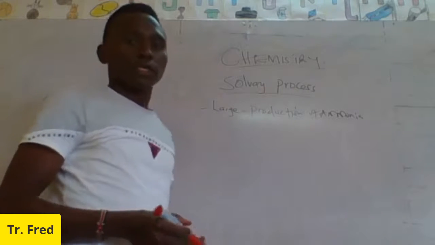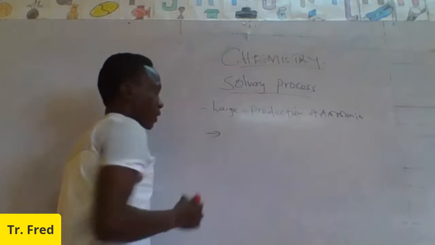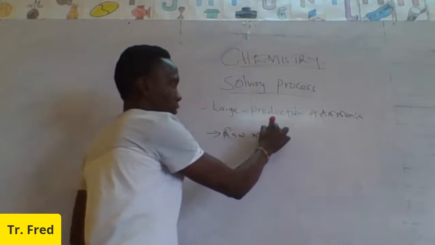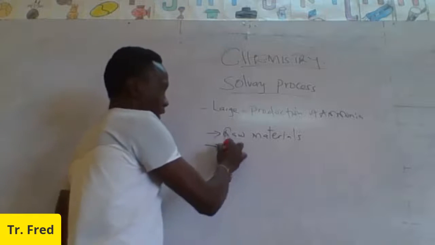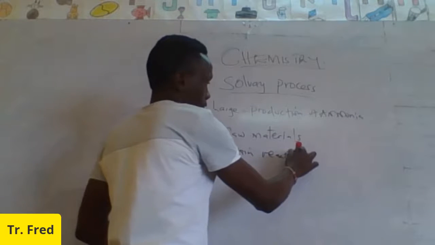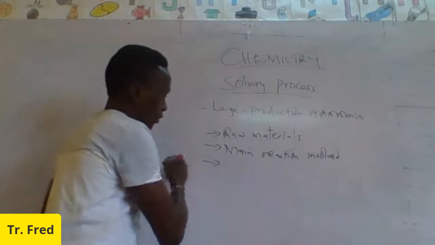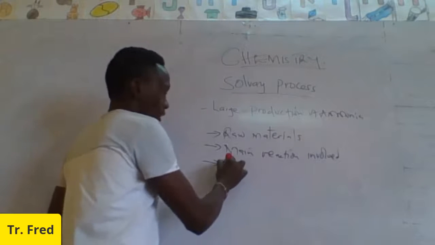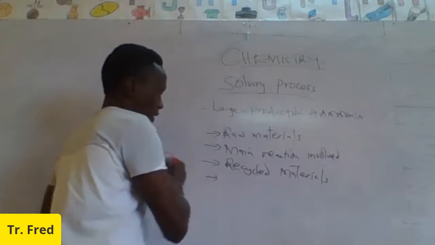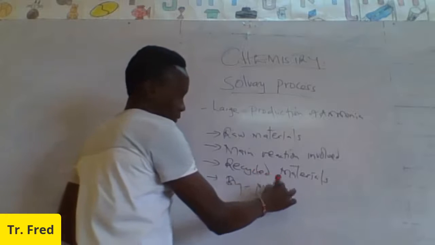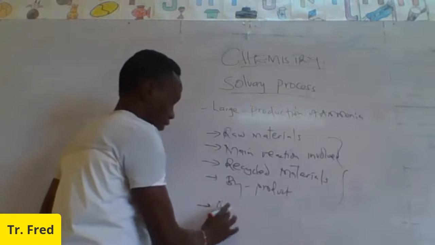There are several things that a student must be aware of. As far as the process is concerned, the students should be able to know the raw materials for the process, the main chemical reactions involved, the recycled materials, and lastly the byproducts for the reaction. And above all is the overall equation for the whole reaction.